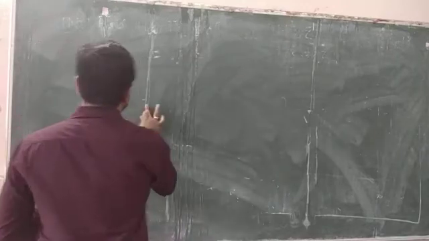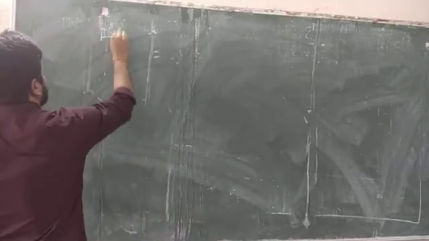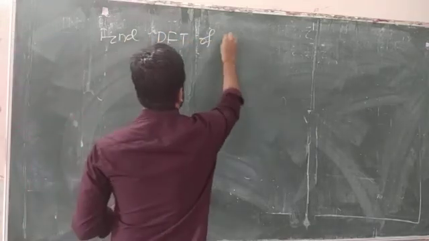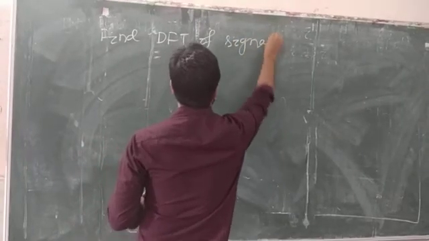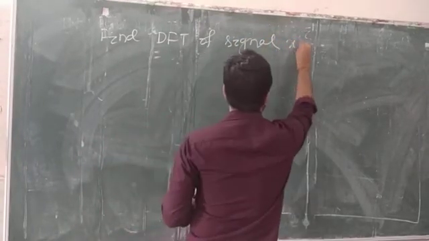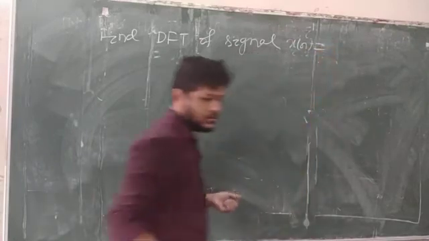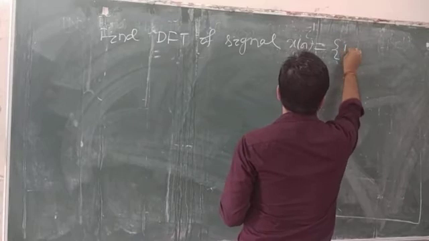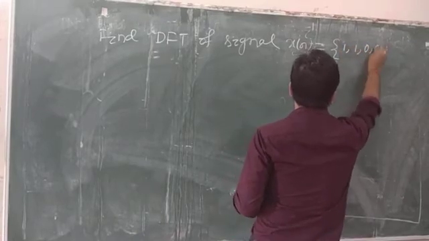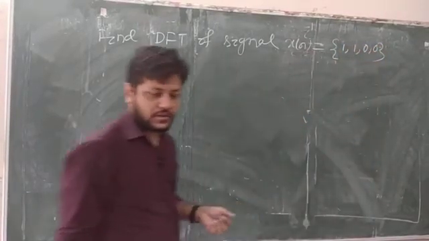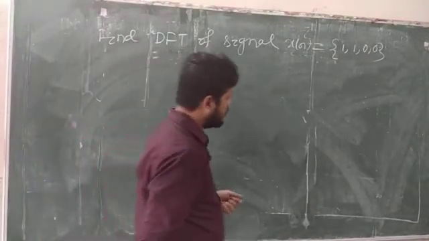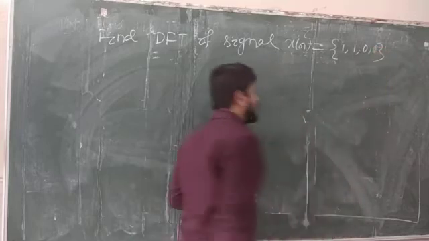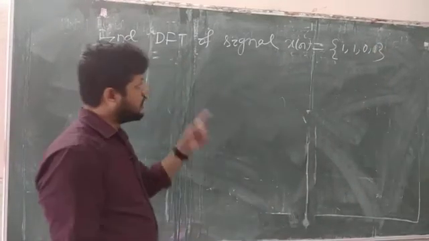Find the discrete Fourier transform of a signal. The signal will be given in time domain, that is x of n equal to, suppose, 1 1 0 0. So here the samples are given, 1 1 0 0.